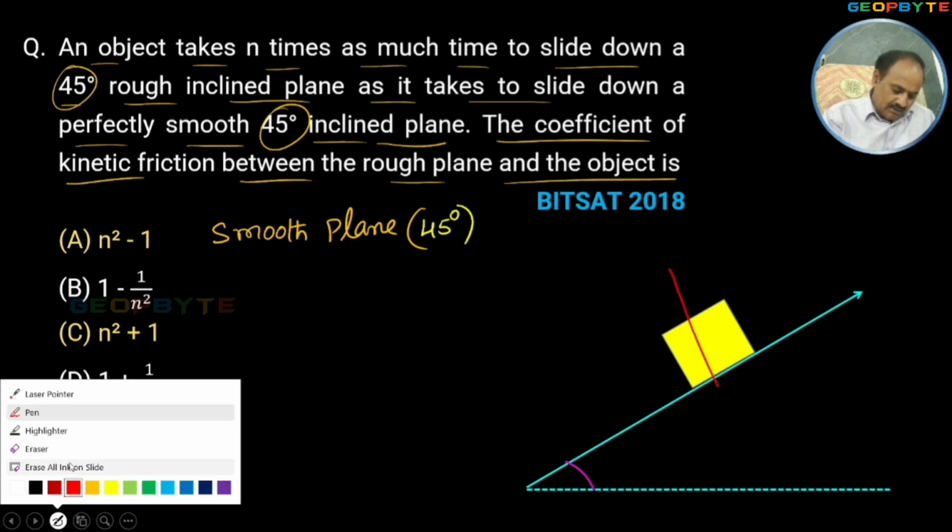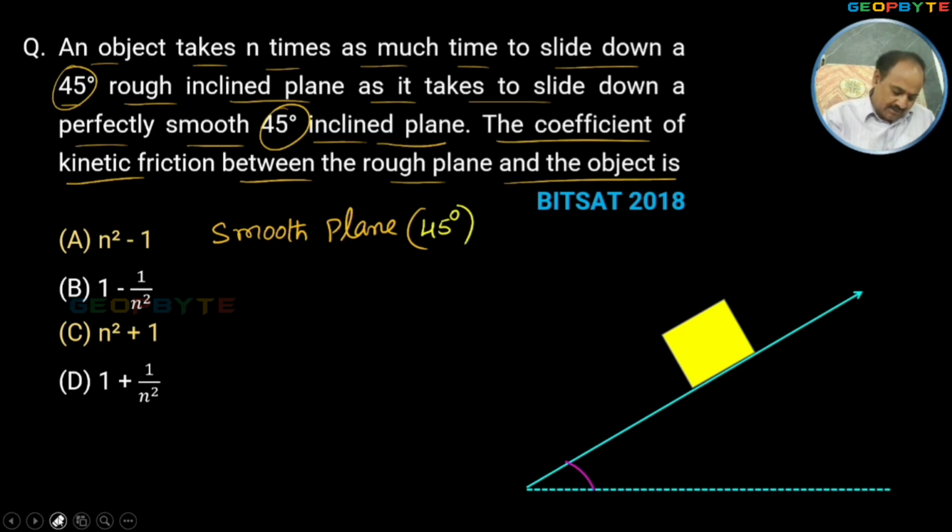You know, normal reaction is always normal to the contact surface. This is the normal reaction direction, N. Then this is the G. Right, this is the theta. Of course, this is also theta.